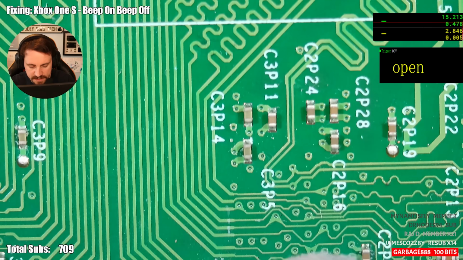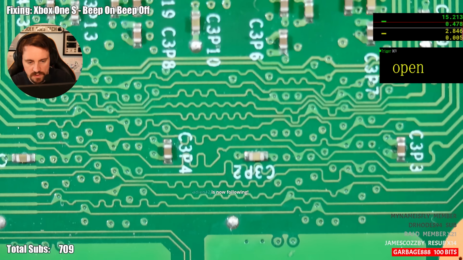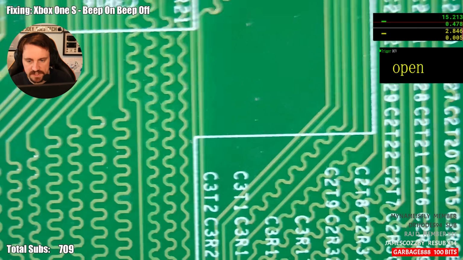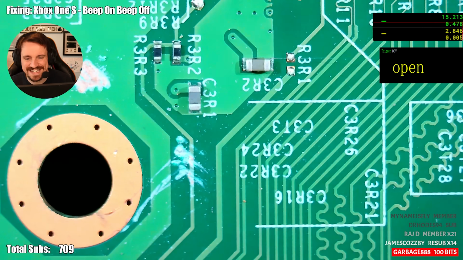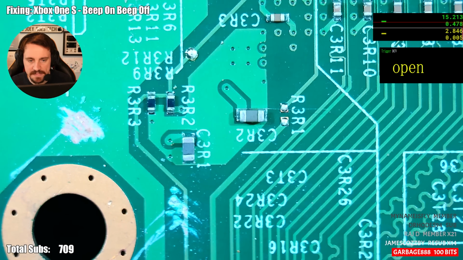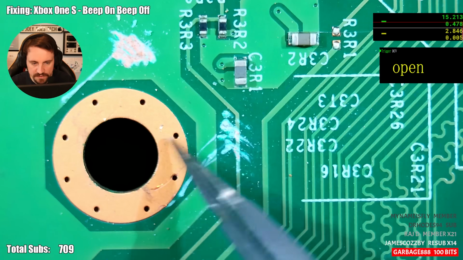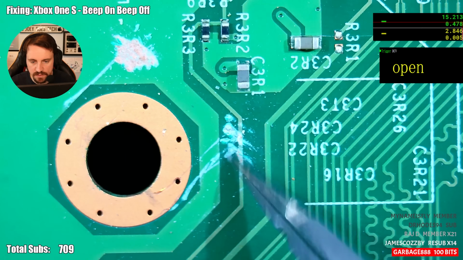Whereabouts am I on the board? I'm here. Just go over a little bit more. Just make sure none of these small caps are missing. That's when you see these little small caps and you think they're not important. Sometimes they can be.